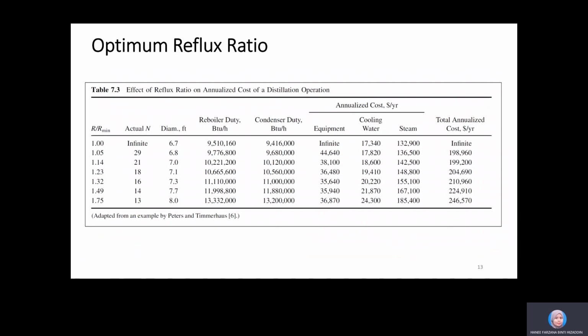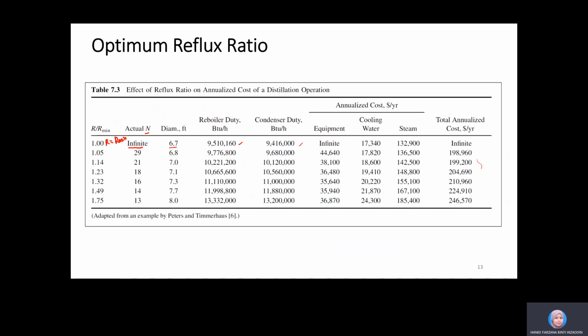So this is the effect of reflux ratio on the annualized cost of a distillation column operation. This is the ratio of R over R min, meaning when R over R min equals 1, you are actually operating at R equals R min, and then the actual number of stages becomes infinite, and you can estimate the diameter and the reboiler duty and so on. So then you can try to calculate the total annualized cost.